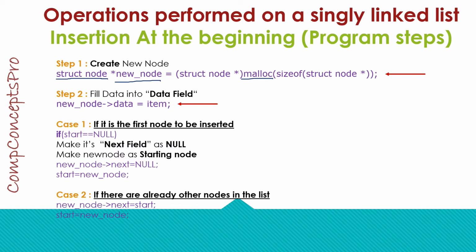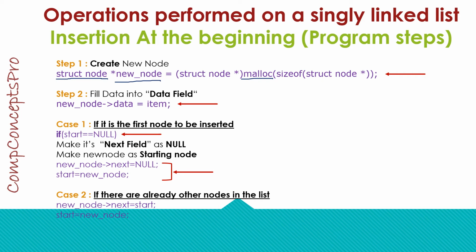After that, we have to check a few cases, like whether this new node is the first node of our linked list. That can be checked by writing this statement. If that is the case, we have to make its next pointer null, because there are no nodes ahead to be pointed to, and then we have to assign the address of this node to the start pointer. So this can be achieved by these two statements.